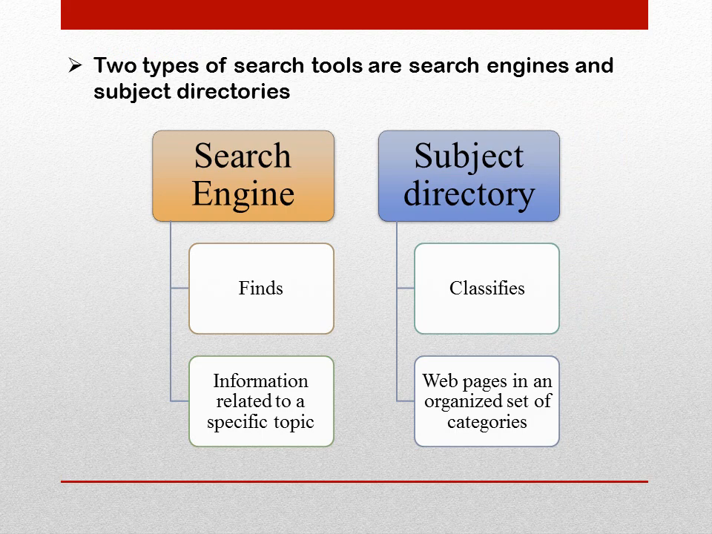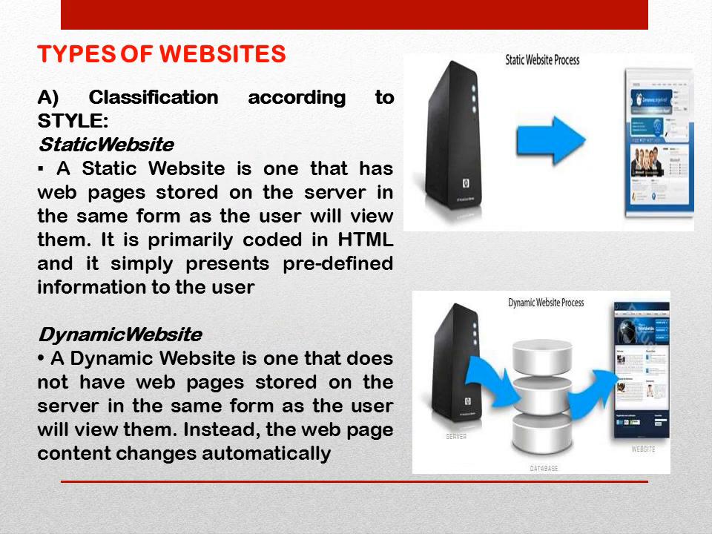Again, there are two types of search tools, called search engines and subject directories. A search engine finds information related to a specific topic, and in a subject directory, web pages are classified in an organized set of categories. Based on that we can search. So this is the classification of different websites. You have different classifications according to style.